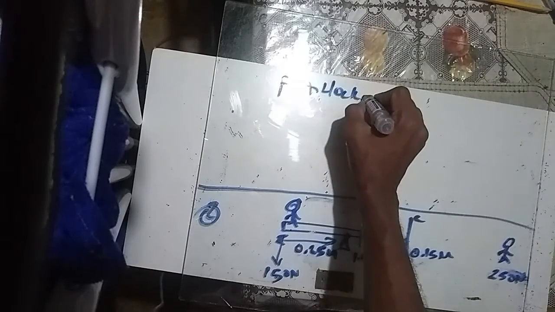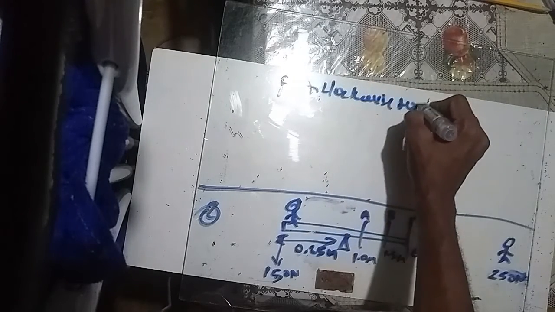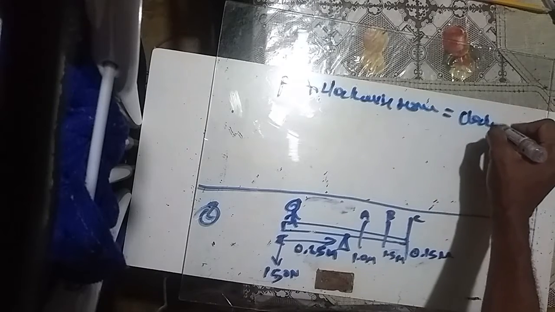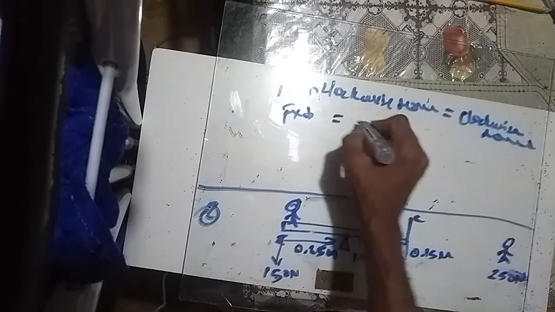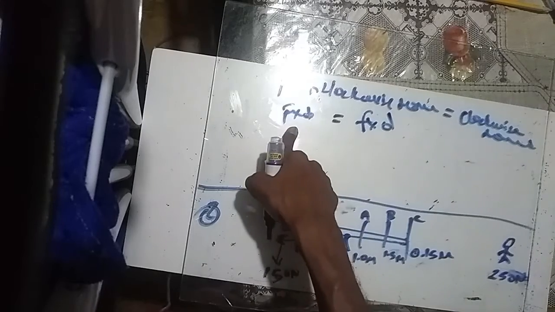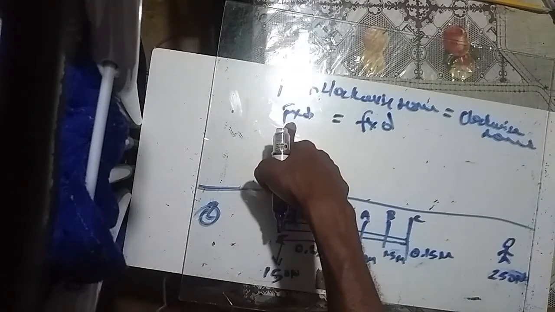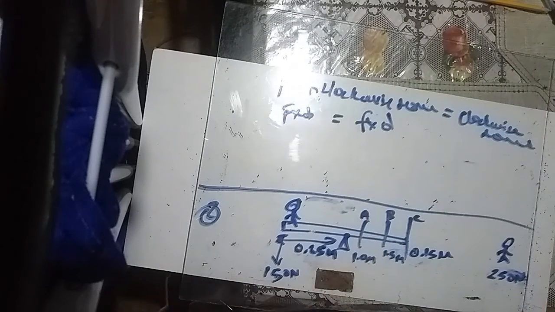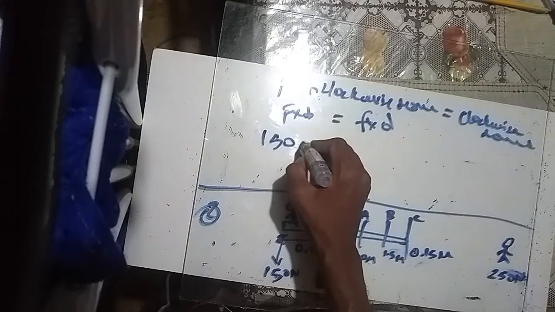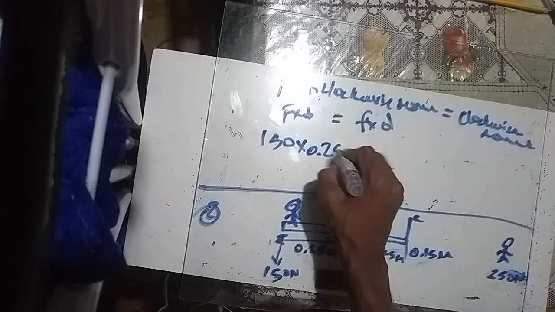So we say anti-clockwise moments equal clockwise moments, which is force times distance equals force times distance, because force times distance is the equation for a moment, whether clockwise or anti-clockwise. So her anti-clockwise distance is 0.25 and her force is 150 Newtons. So 150 times 0.25.